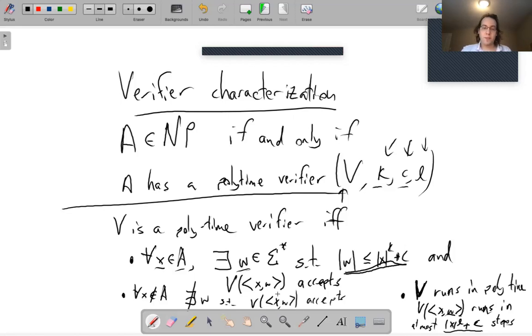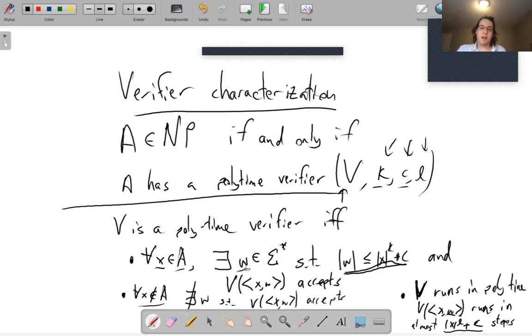So if x is in A, there should exist some valid proof that convinces V of this fact, and the valid proof needs to be only polynomial sized in the size of x. However, if x is not in A, there must not be any proof that convinces V that x is in A. So if x is not in A, V can't be fooled into thinking that x is in A, no matter what proof you give it. That's a very important criterion here. If x is not in A, V cannot be fooled by any proof, so you have to check that very carefully.